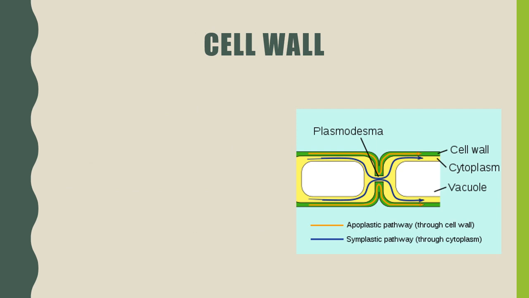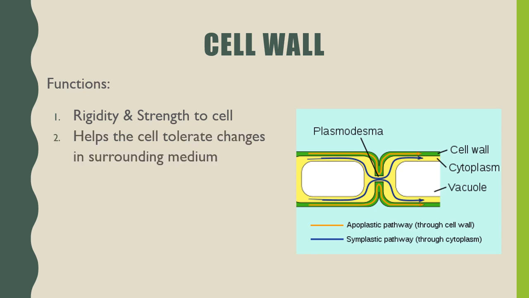Now, the functions of cell wall. Cell wall provides rigidity and strength to the cell. You've just seen how strong the cellulose cell wall is. Second, it helps the cell to tolerate the changes in the surrounding medium. Third, it provides shape to the cell.